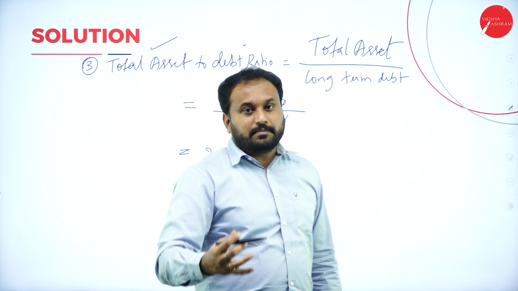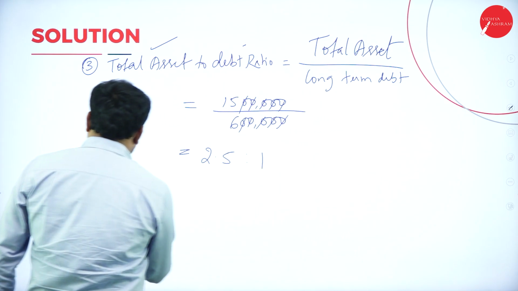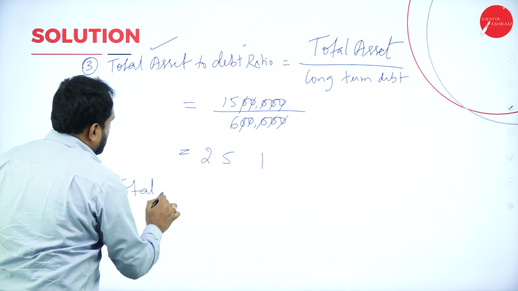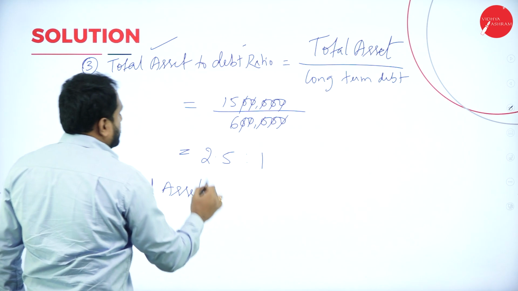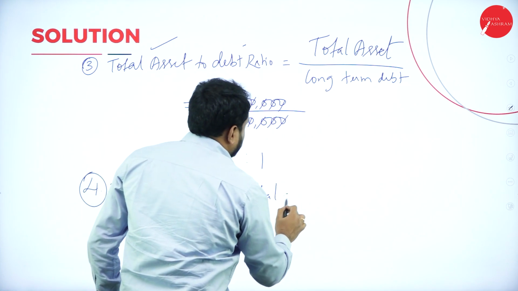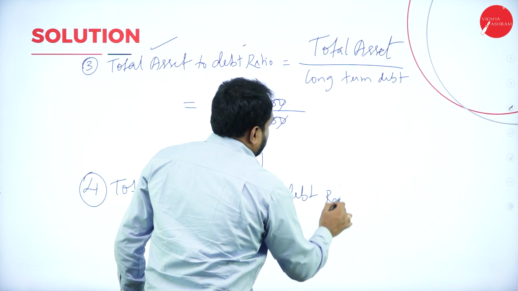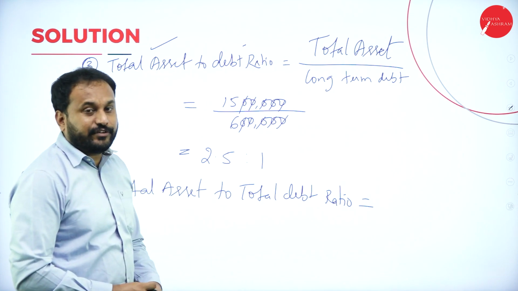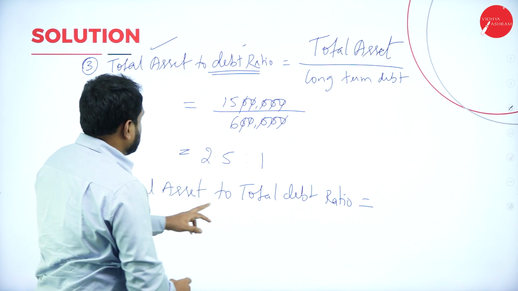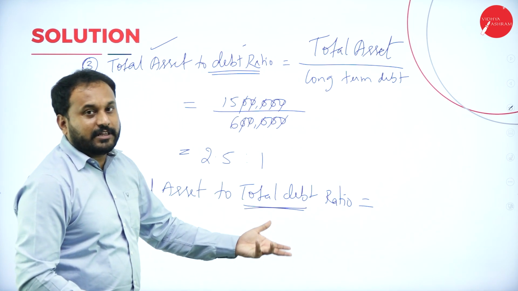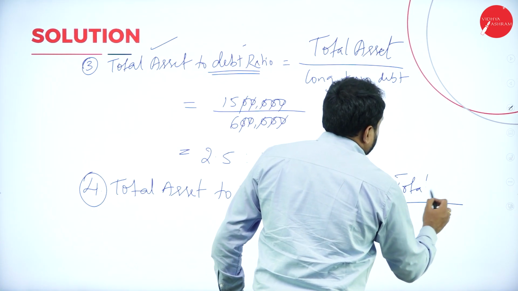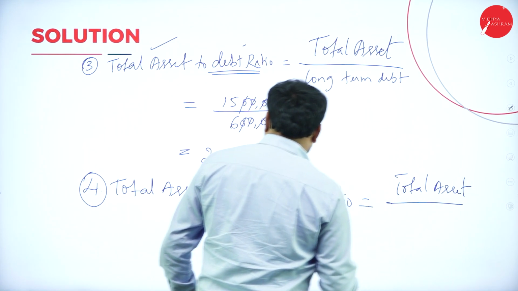Supposing they ask in the problem, let's go with one more, that is 4, I'll write here. The same thing, total asset to total debt ratio. See what the difference is here: they have asked total asset to debt ratio, but here they have asked total asset to total debt ratio. What will be the formula? Same, mushroom manchuri is what you are supposed to go with. Total asset divided by now total debt.